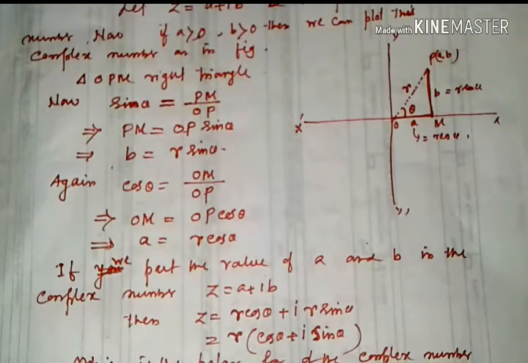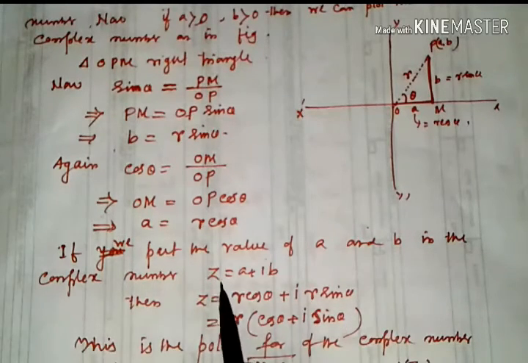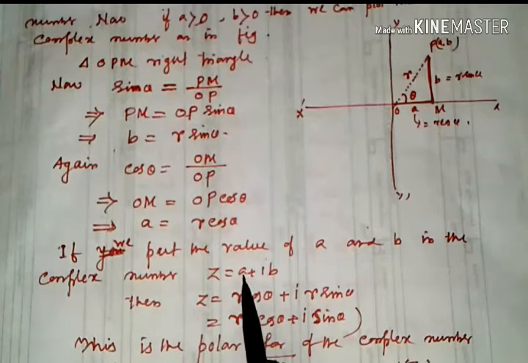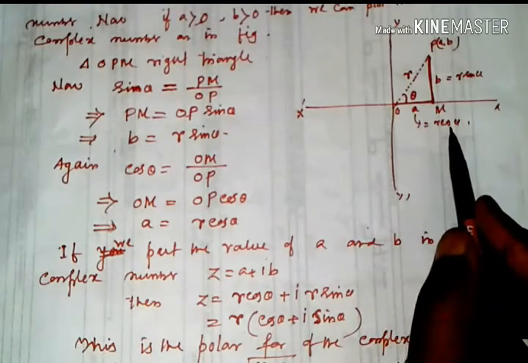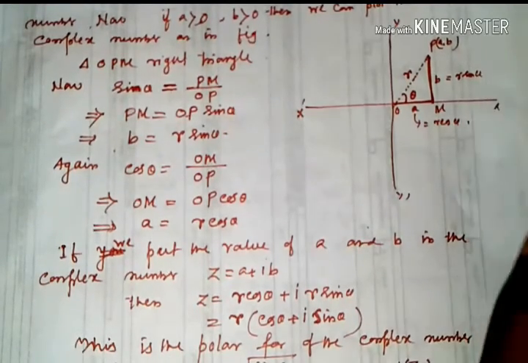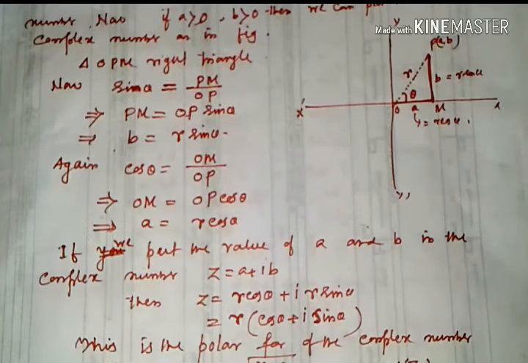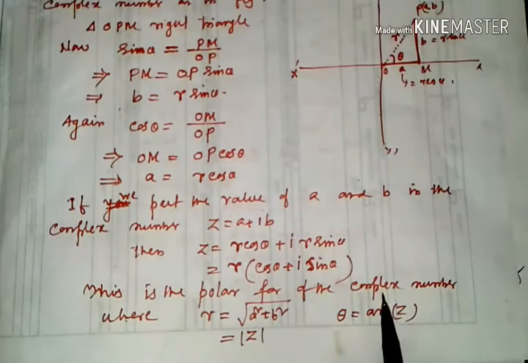Now if we put the values of a and b in the complex number z is equal to a plus ib, where a is equal to r cos theta and b is equal to r sin theta. We simply put the values in z is equal to a plus ib. Just taking r common, we get this, and this is the polar form of the complex number.